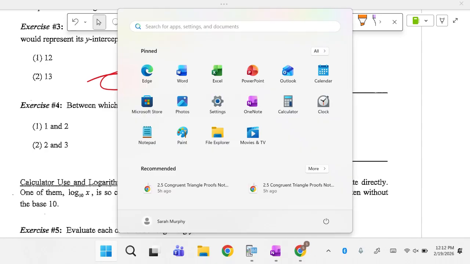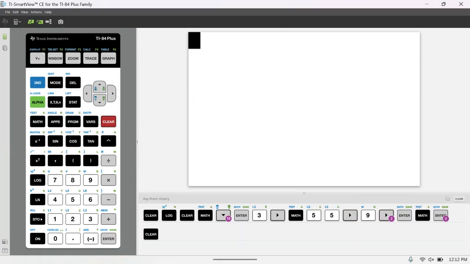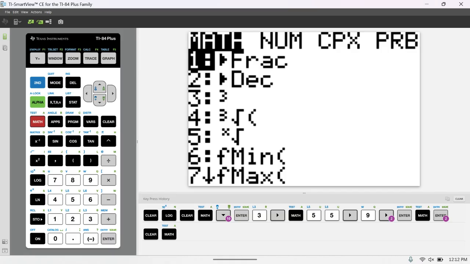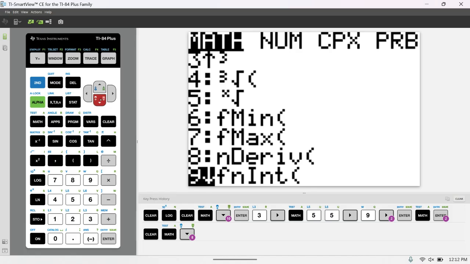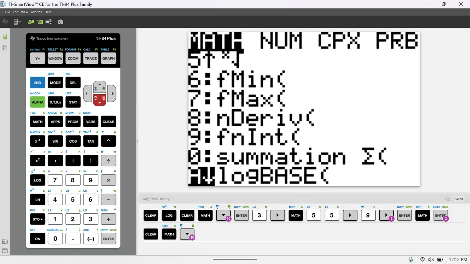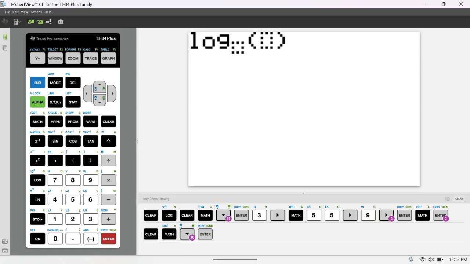So again, just for help, how to put a logarithm in again. You're going to hit that math key, which is underneath the alpha, that green alpha key. You should get this screen. You use your arrow keys and scroll down until you see log base. So you should see log and then base in capital letters. You can hit enter then once your cursor's highlighting it.